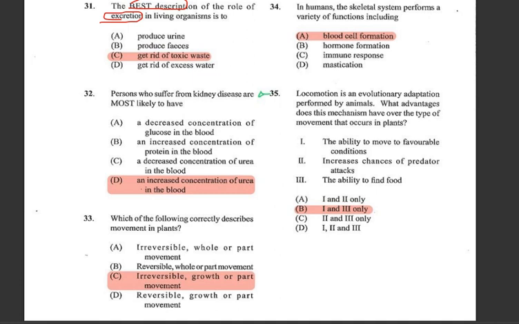Number 34, here it says in humans the skeleton system performs a variety of functions, and the function that the human skeleton system would perform would be blood cell formation.